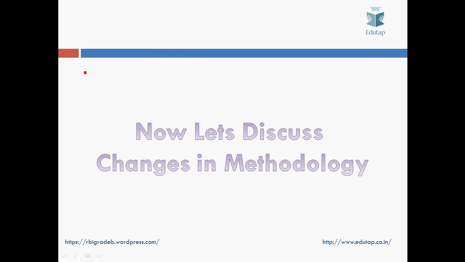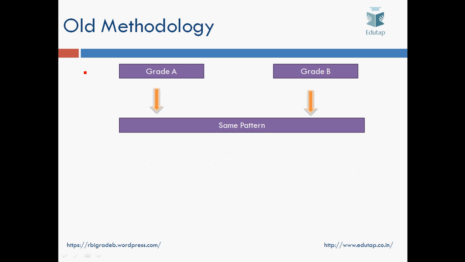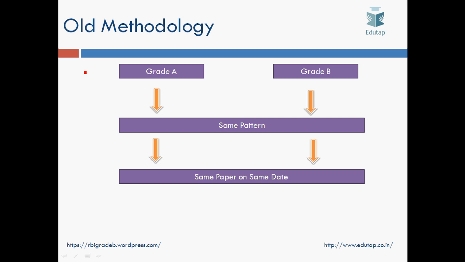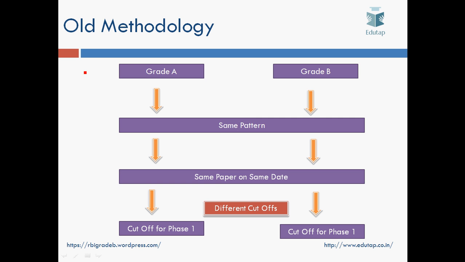Now we will discuss the changes in methodology, the way phase 1 is being conducted. Though the pattern has changed, there have been some changes in methodology also. Earlier, Grade A and Grade B had the same pattern, and they used to have the same paper on the same date. That is, you had to sit for one paper only, even if you had applied for both Grade A and Grade B. But yes, the cutoffs used to be different. For Grade A there used to be a different cutoff, and for Grade B a different cutoff, based on the same paper.